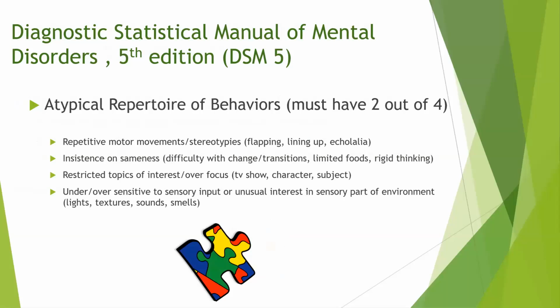For this particular list of criteria, you see 4 bullet points there. The child who is meeting criteria for autism must demonstrate at least a minimum of 2 out of these 4 characteristics. So let's go over these characteristics. First is repetitive motor movements, or what we call stereotypies. So this very commonly can present as hand flapping, lining up toys or items, or echolalia.